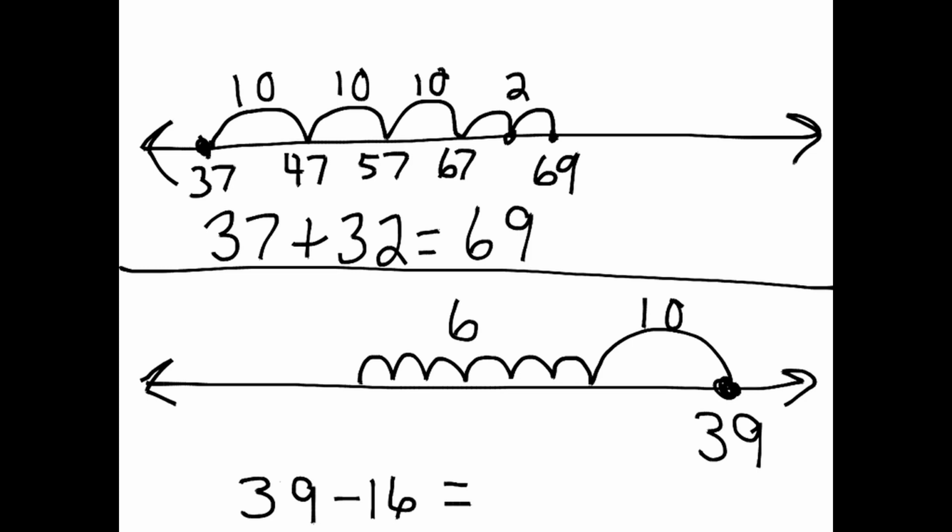39 minus 10 is 29, 28, 27, 26, 25, 24, 23. 39 minus 16 is 23.